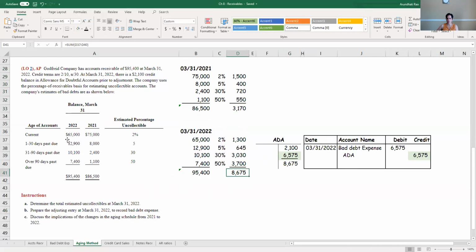So what I really need to look at is in each of these categories, what is happening. While the number has gone up, the number in the current category actually has decreased. All the other numbers have increased. Look at the last category. Last year I had 1100, that was 90 days past due. Now I have 7400, that's past due. This is extremely alarming in terms of how long it's taking my customers to pay.